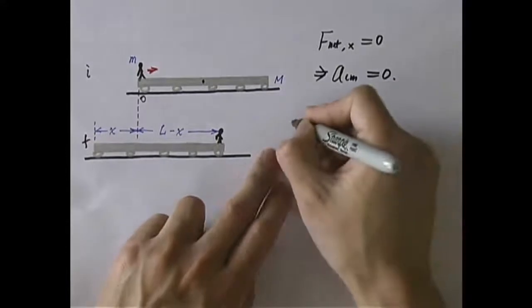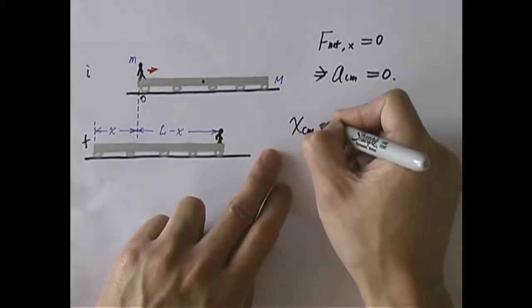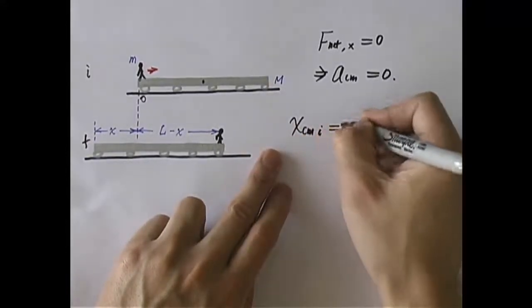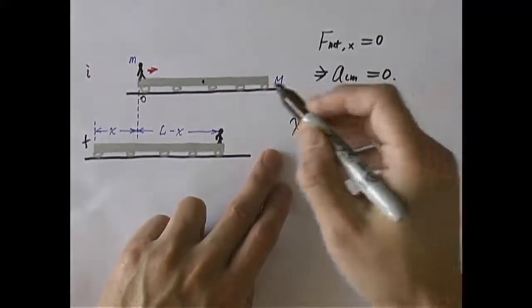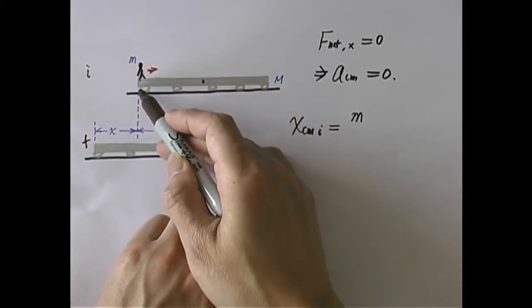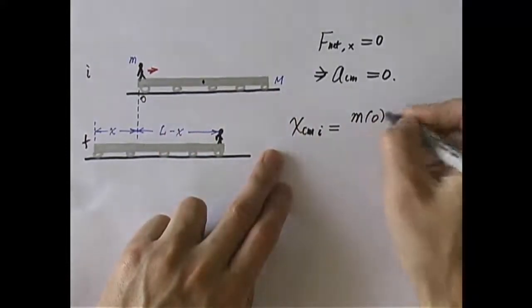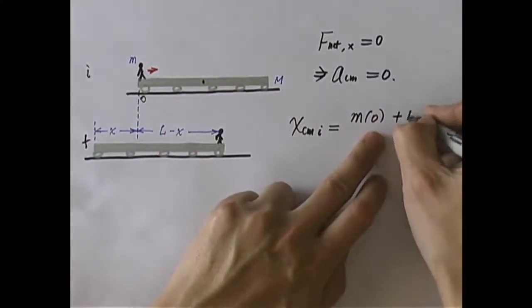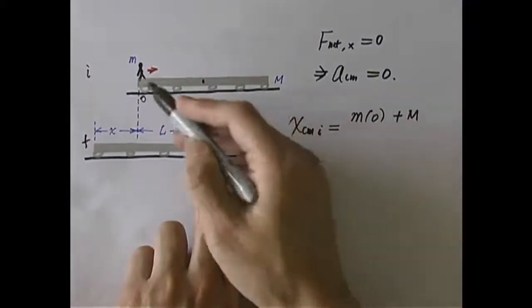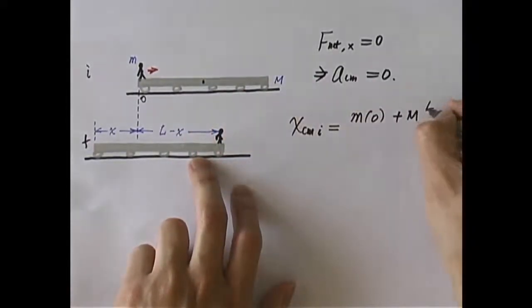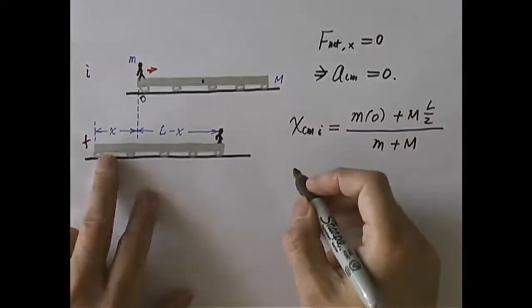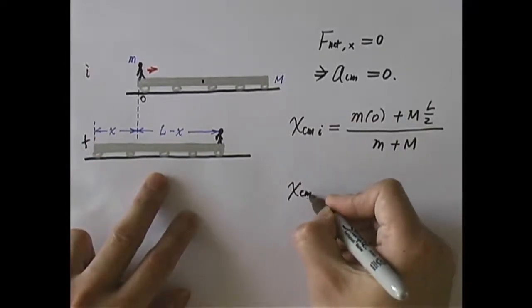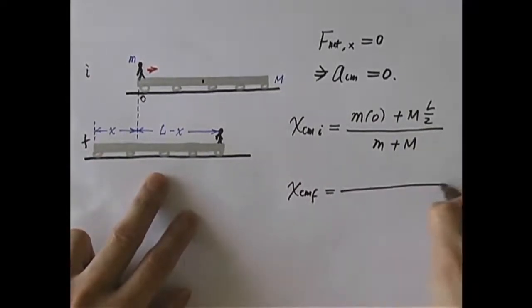So I have X_CM initial equals m1 x1, that's small m times x1 for the person, that's 0, right? His initial position is 0, plus M2, that's capital M, times its center of mass position from here to there, that is L over 2, divided by the sum of the two masses. And what about the center of mass final position, X_CM? What is that equal to?